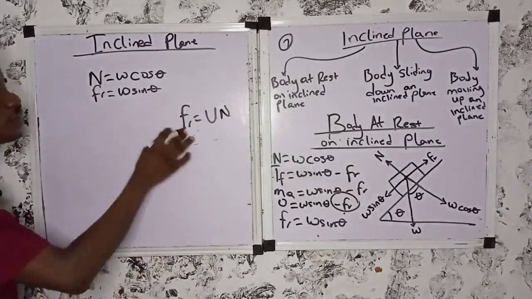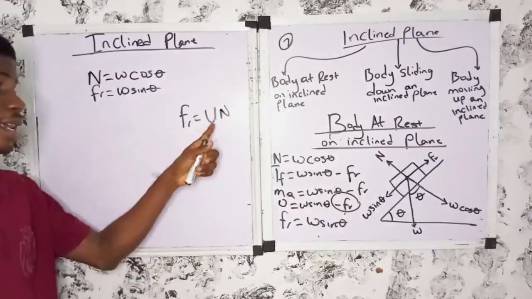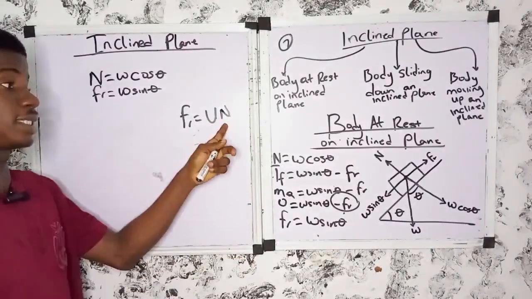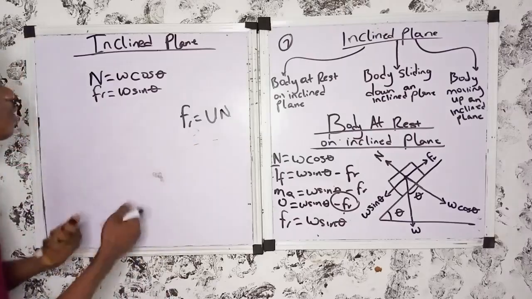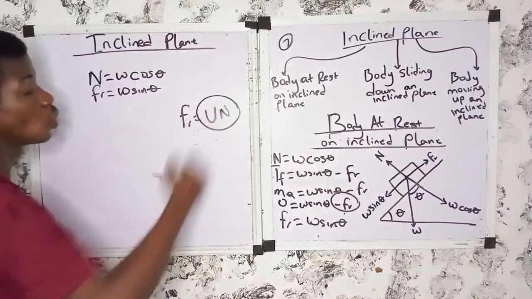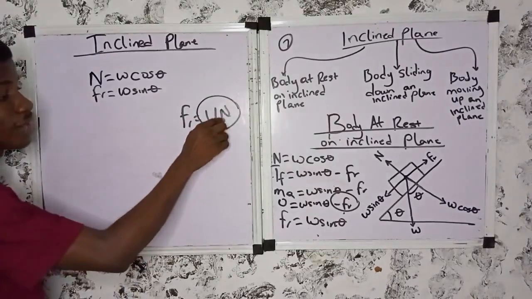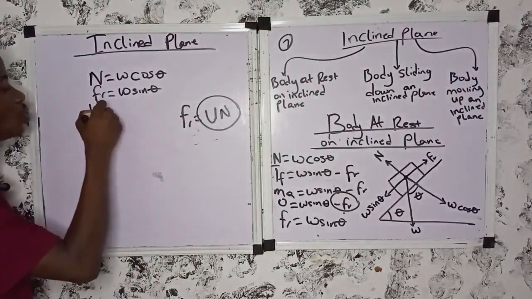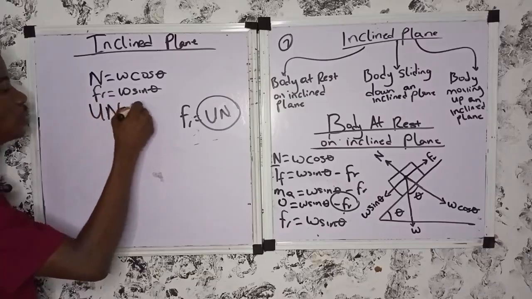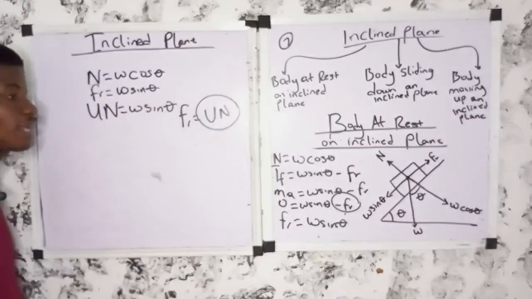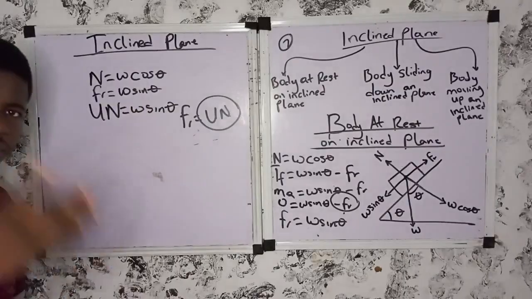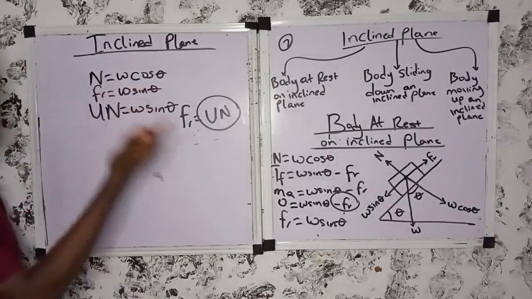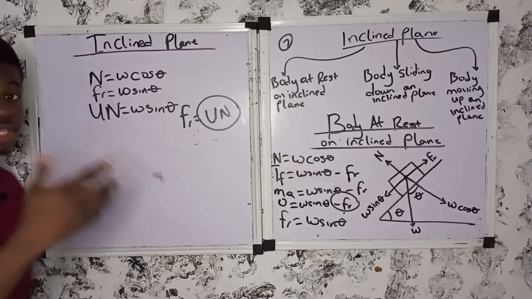Since the frictional force is equal to the coefficient of friction times the normal reactional force, whenever we see FR we'll put the coefficient of friction and the normal reactional force. So wherever we see FR here, we'll put UN, which is equal to W sin theta, right? Now remember, N is equal to W cos theta. N is the normal reactional force, right?